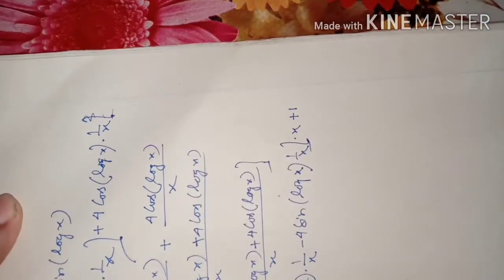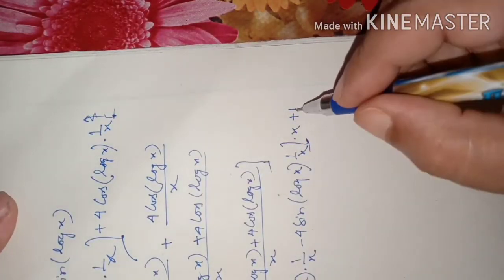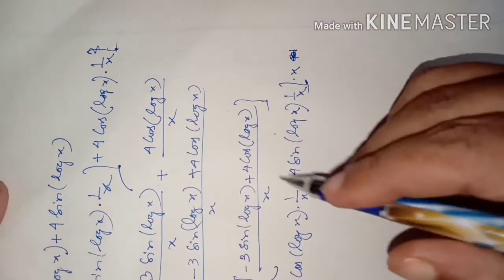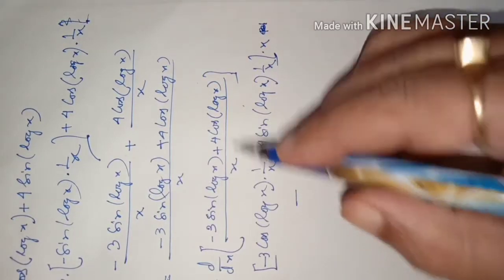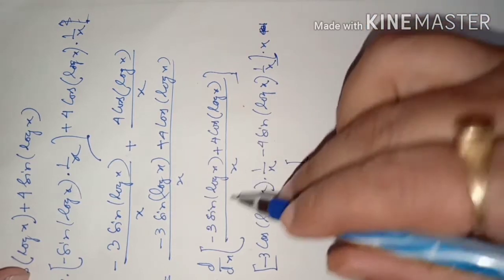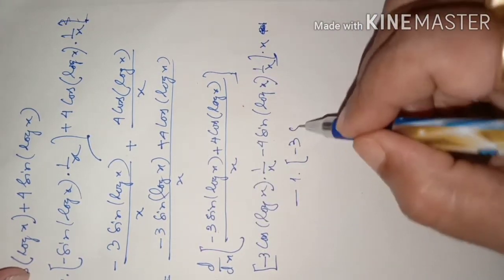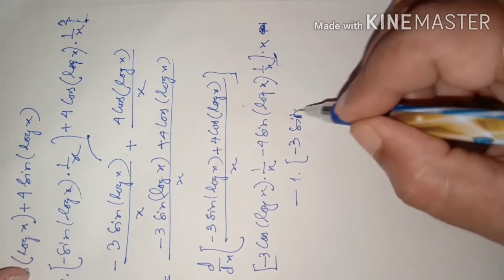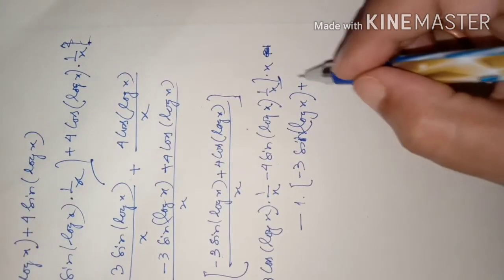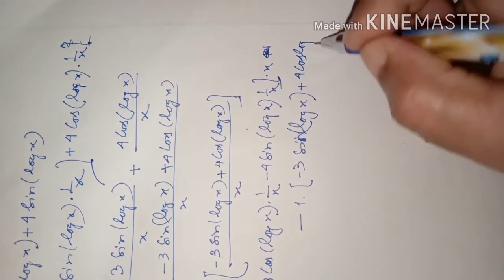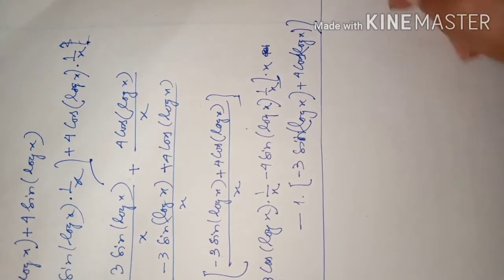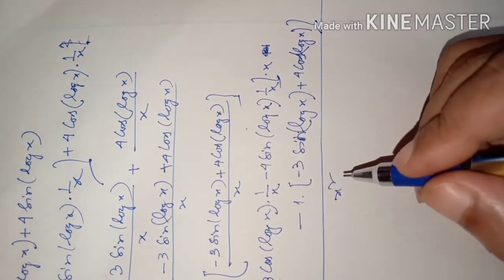u means the whole expression, this one. Since space is not here, I will write down here. Okay, students, try to understand. So it will be minus u dash, v dash u. v dash is 1 into this u: minus 3 sin log x plus 4 cos log x, divided by x square, okay, divided by x square.